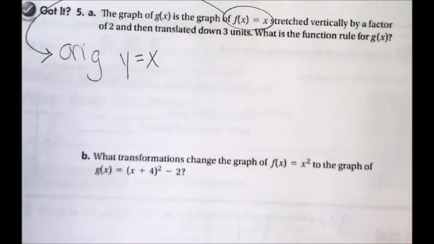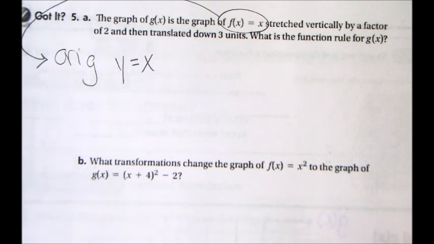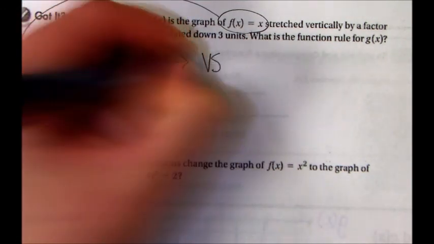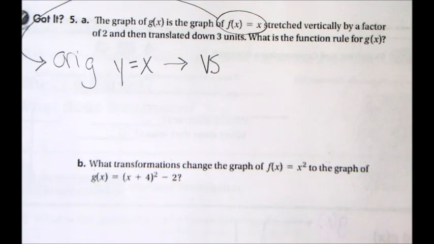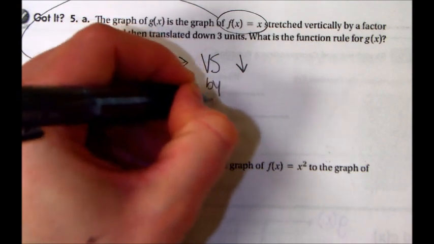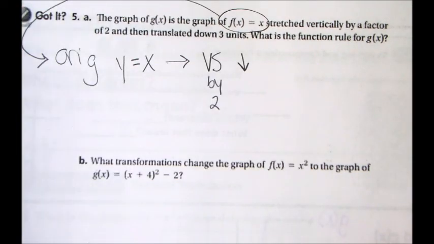There you go. We're going to vertically stretch it, which means we're going to multiply it. So we're going to vertically stretch, which means we need to multiply something. And we're going to translate it down. So we're going to vertically stretch it by 2. And we're going to move it down 3 units.